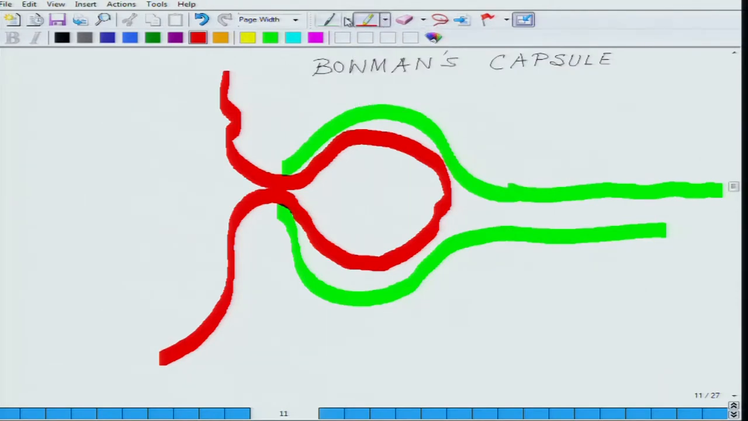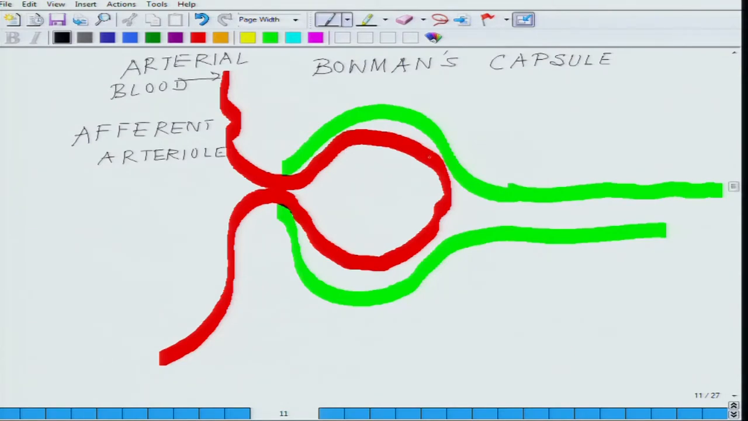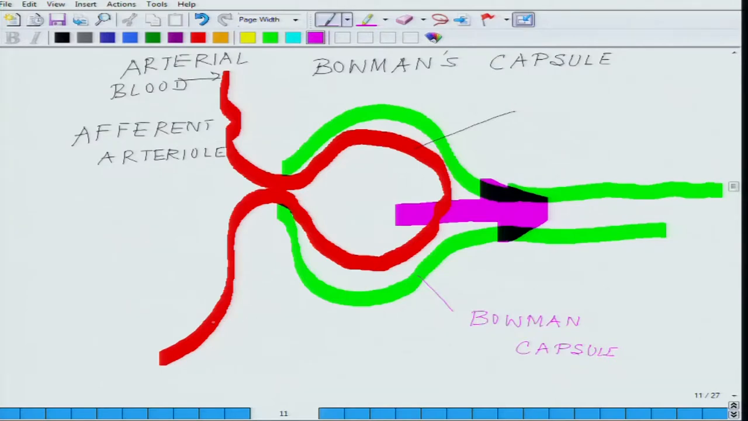So this is the arterial blood entering, the afferent arteriole. This is the arterial blood, and you have the glomerulus membrane here. Coming out is the glomerular filtrate, and you have the Bowman capsule. These are the efferent arteriole.